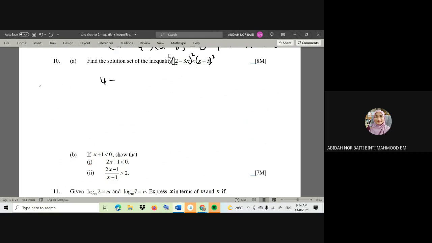4 minus 24x plus 9x squared less x squared plus 6x plus 9, ya. Betul ke? And then we rearrange lah, ya. Rearrange, make sure a kita positive. So we get 5x squared. 24 minus 6 is minus 30, right? 4 minus 9, negative 5 less 0. Betul ke?